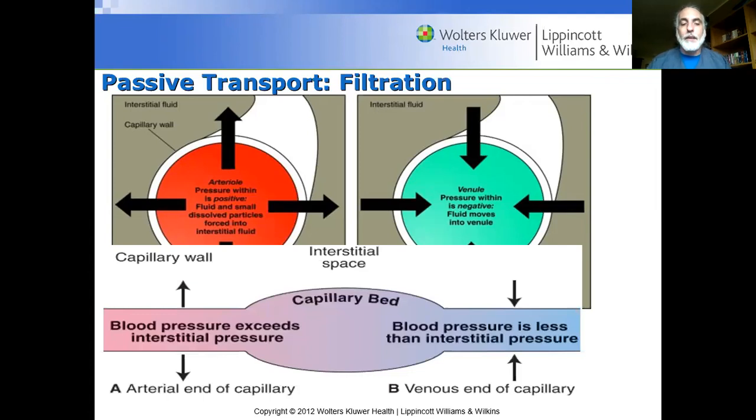Here we go. So at the arterial end of the capillary, blood pressure exceeds the interstitial pressure. Increased hydrostatic pressure forces fluid out. On the other side of the capillary bed, the blood pressure, both osmotic and hydrostatic, is less than the interstitial space, which draws fluid back in. That is how capillaries work to get the good stuff out and the waste products back in.